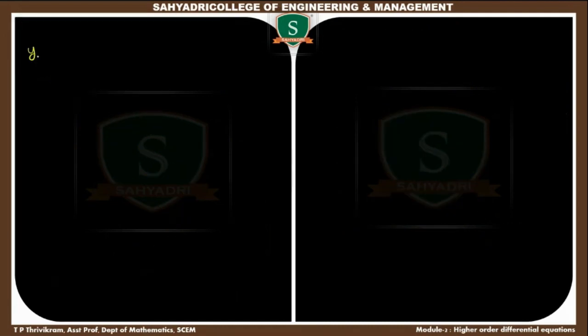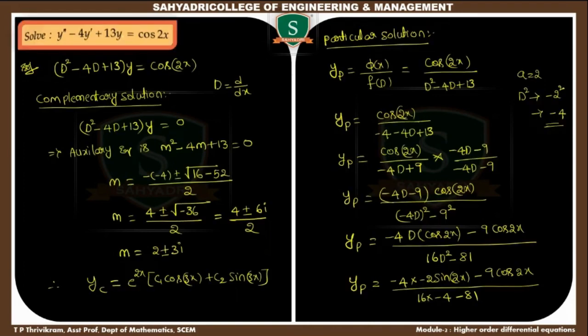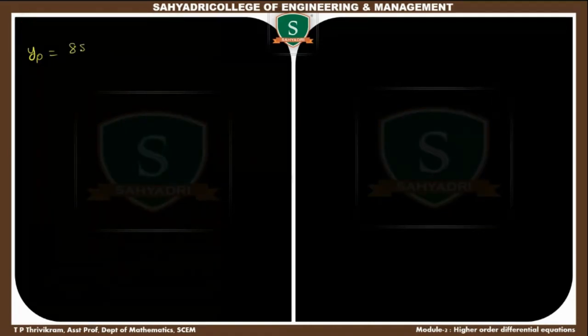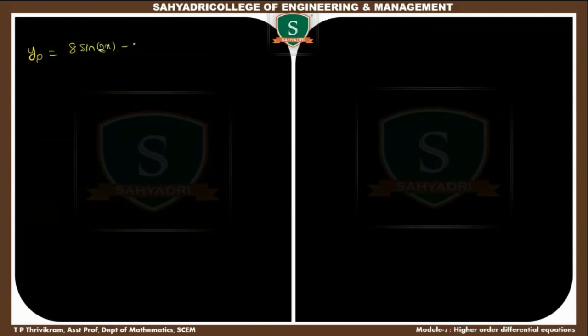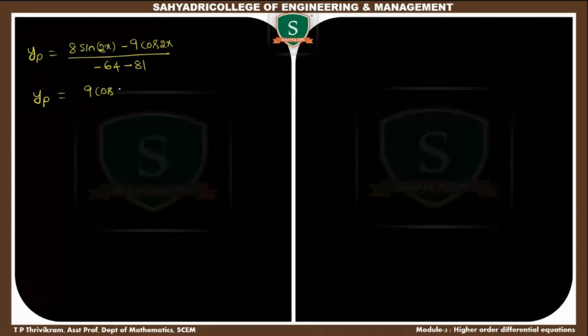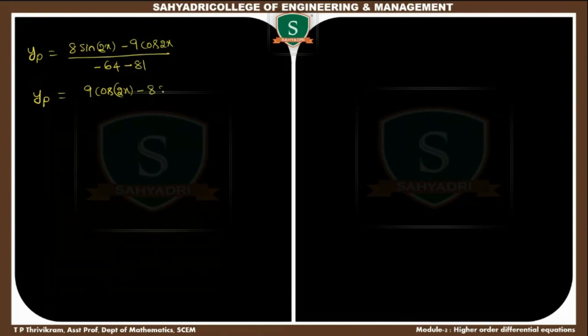So yp is equal to, so plus 8 sin 2x minus 9 cos 2x divided by 16 into 4, that means minus 64 minus 81. So yp is equal to, so this minus, if you send it to the numerator, you get 9 cos 2x minus 8 sin 2x divided by 64 plus 81 is 145. So this is your particular integral or particular solution.